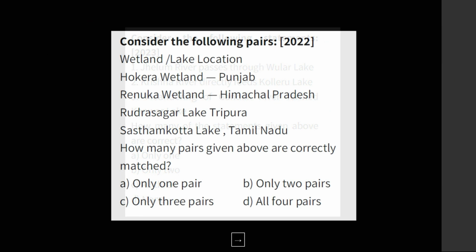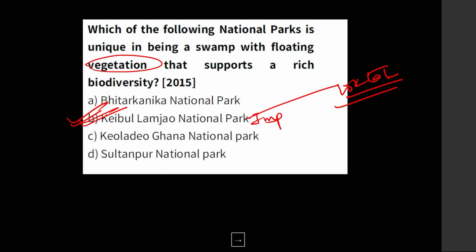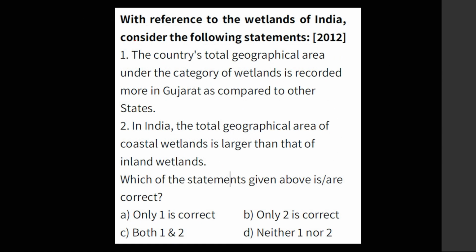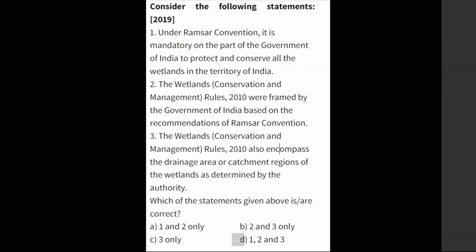Now let us see further what kind of questions have come. Okay, so you can see here, now they have given a question on overall wetlands. The country's total area under the category of wetlands is recorded more in Gujarat as compared to other states. In India, the total geographical area of coastal wetlands is larger than inland wetlands. So guys, these kind of questions, data or factual based questions, you can also expect in the exam.